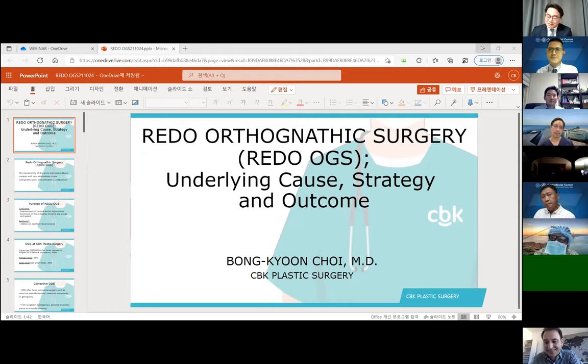Yeah, especially for the facial asymmetry, the main cause of facial asymmetry. I always tell the patients that the main problem of your facial asymmetry is from the maxilla. The difference of maxillary height is the common main cause of facial asymmetry. And I always tell the patient that you have to correct the maxilla first, and then we have to correct the mandible for the occlusion.